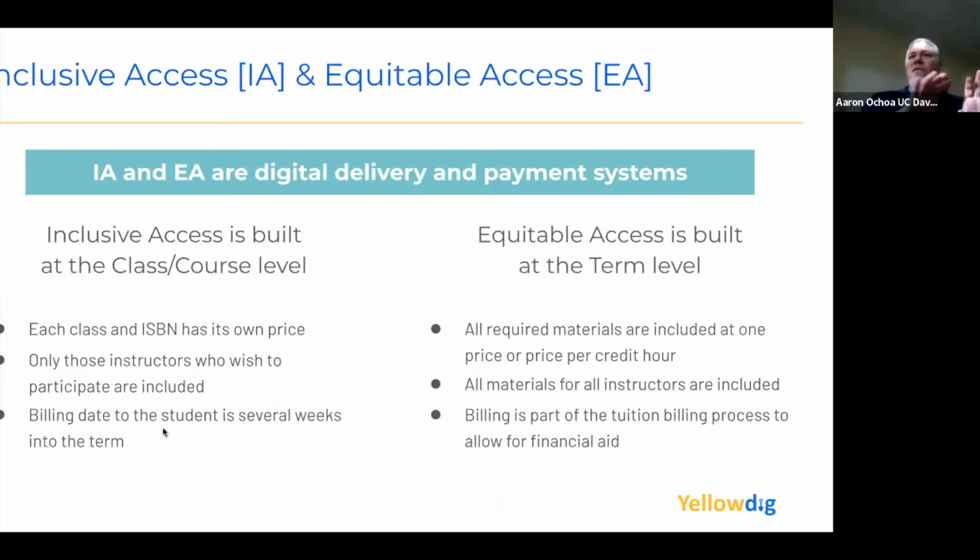Now, how does that differ from the equitable access side? Well, in the equitable access side, everything is included for a single price. Now, whether that price is built as a flat rate for all students or whether that's built at a per credit hour rate, that is all dependent on the institution.